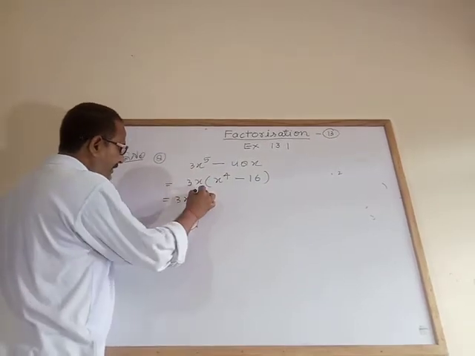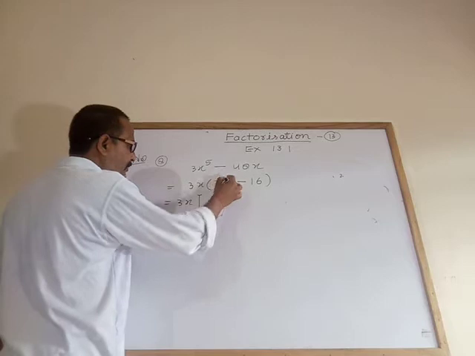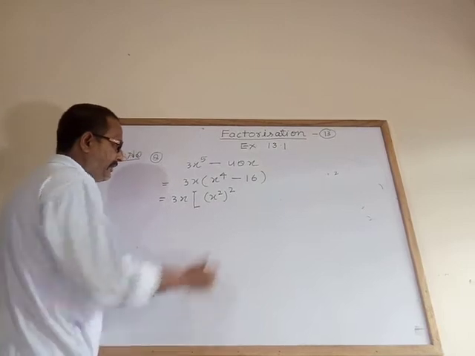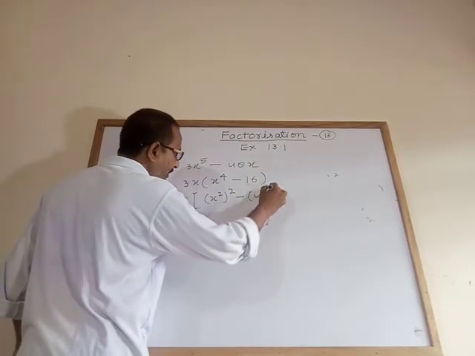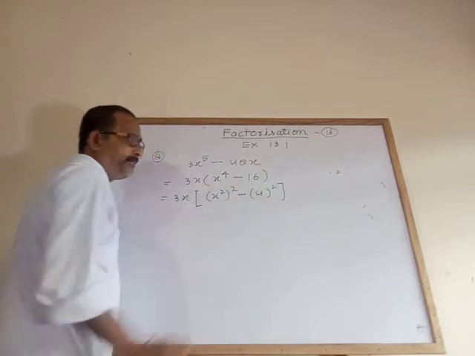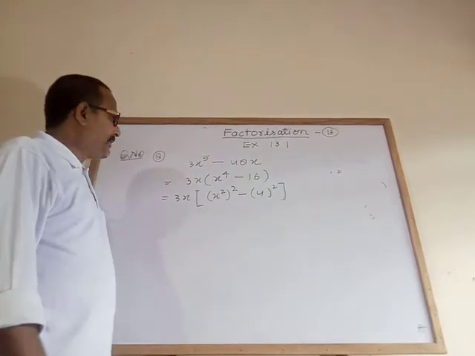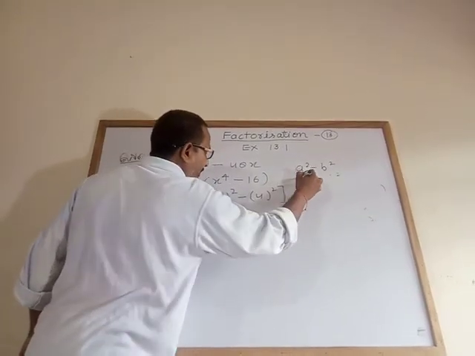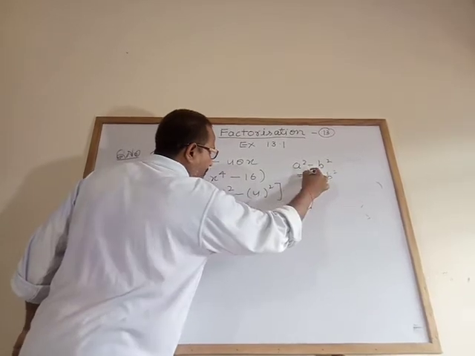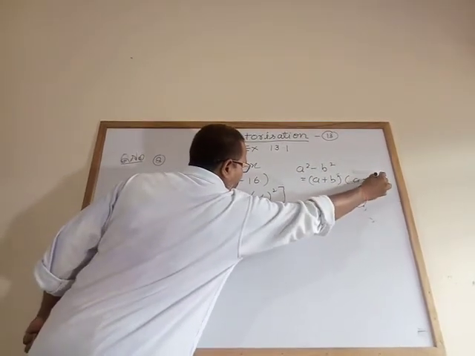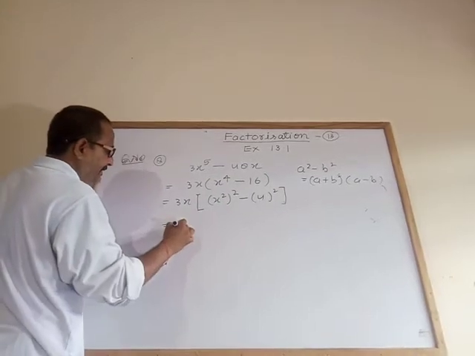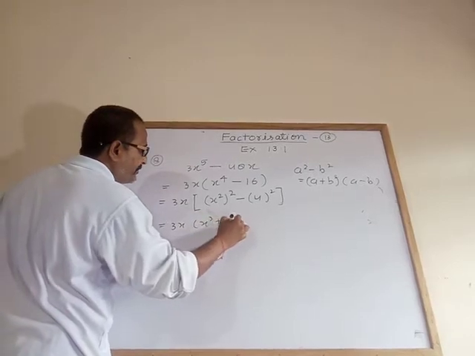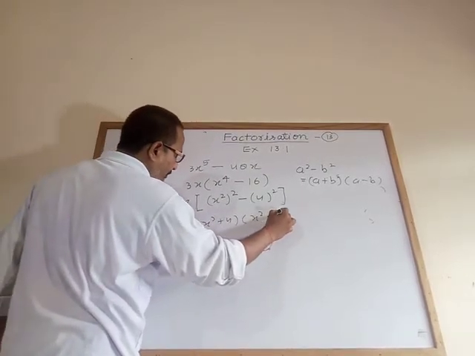3x, you write here, square bracket, x to the power 4 you can write x square, square of x square. Now here, 4 square, because 16 is a perfect square number. Now this is in the form of, again same, a square minus b square, it will be a plus b and a minus b. Now write 3x, x square plus 4 and x square minus 4.